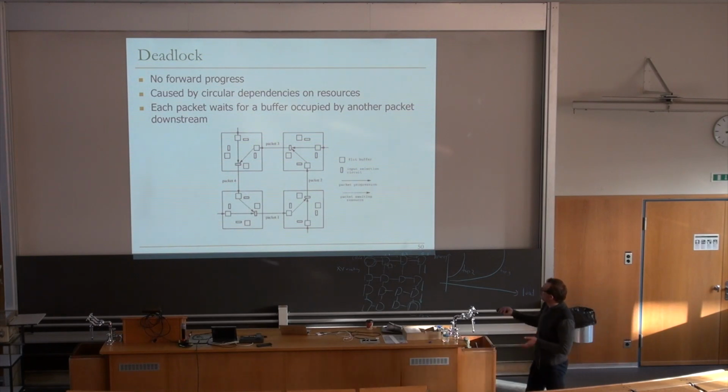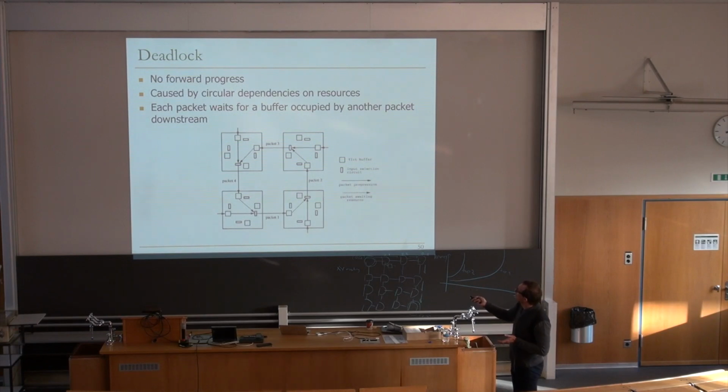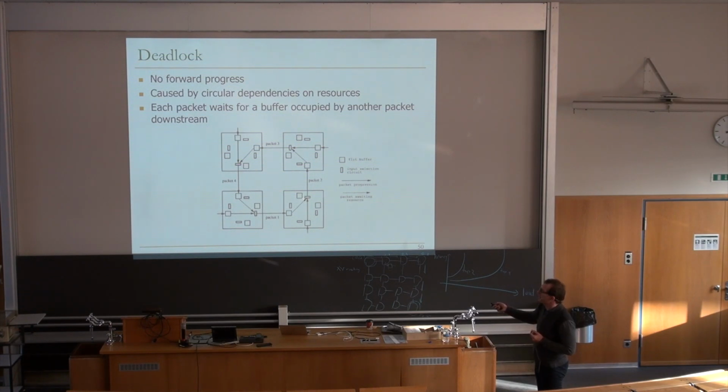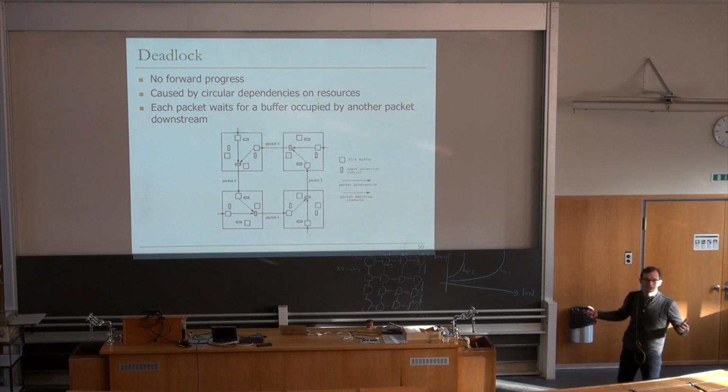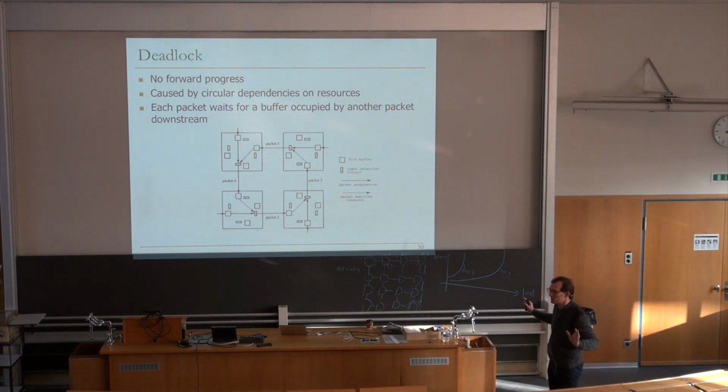I like this example because it shows that each packet waits for a buffer occupied by another packet downstream. So if you look over here, this packet is waiting for this buffer to become free, and packet 4 is holding that buffer. Packet 4 is waiting for this buffer to become free. Packet 1 is holding that buffer. Packet 1 is waiting for this buffer to become free. Packet 2 is in that buffer, and packet 2 is waiting for this buffer to become free, which is held by packet 3. So essentially, you have a circular dependency in resource allocation, and you don't have a free resource, and you cannot make forward progress.